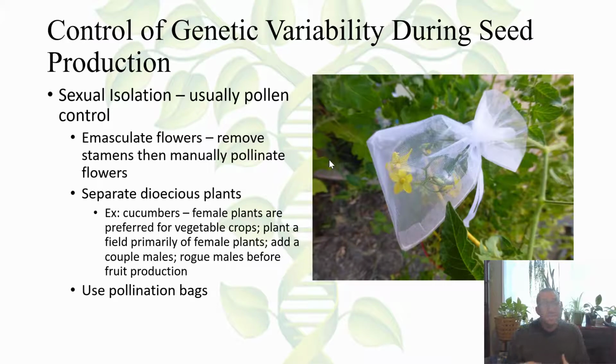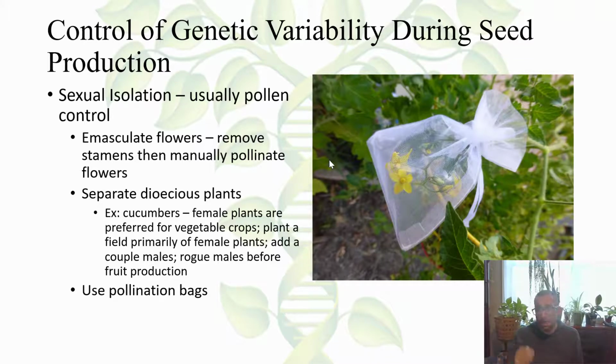You can also isolate them sexually, and we do this by pollen control. One of the ways we can do that is we can emasculate the flowers, so we can remove the stamens, that male reproductive part that produces the pollen. We can remove them from our flowers and then manually pollinate our flowers.